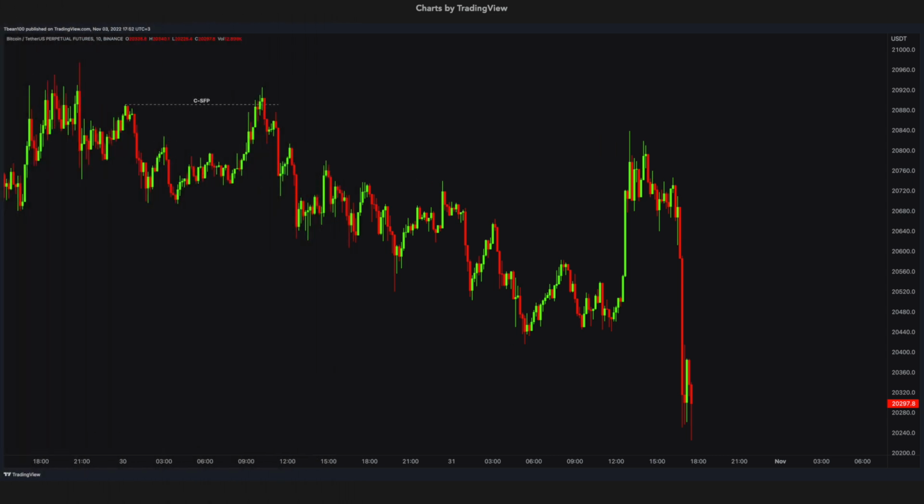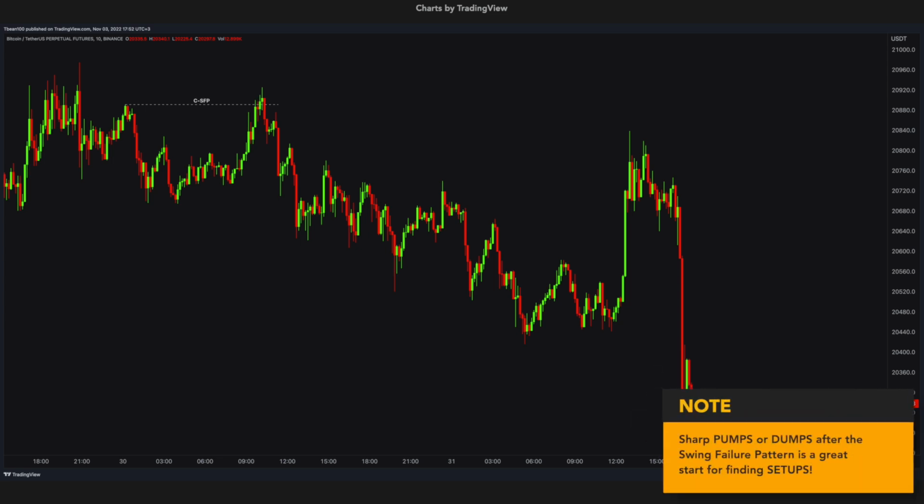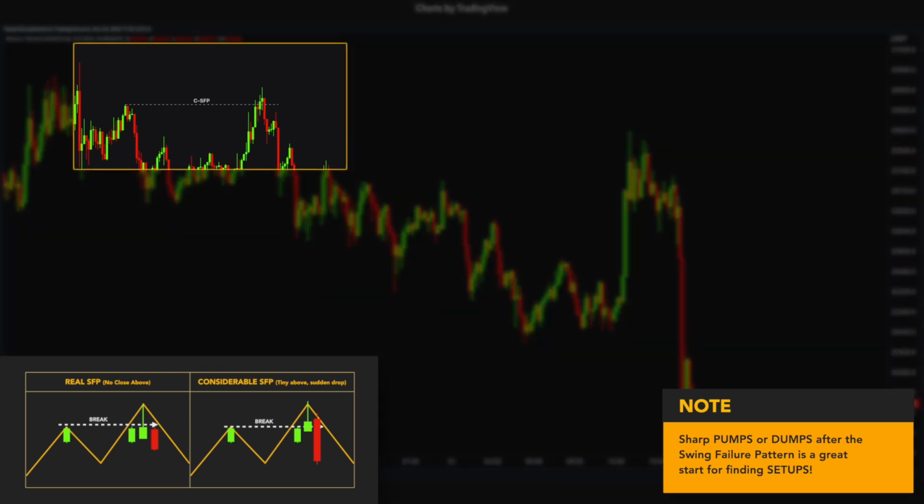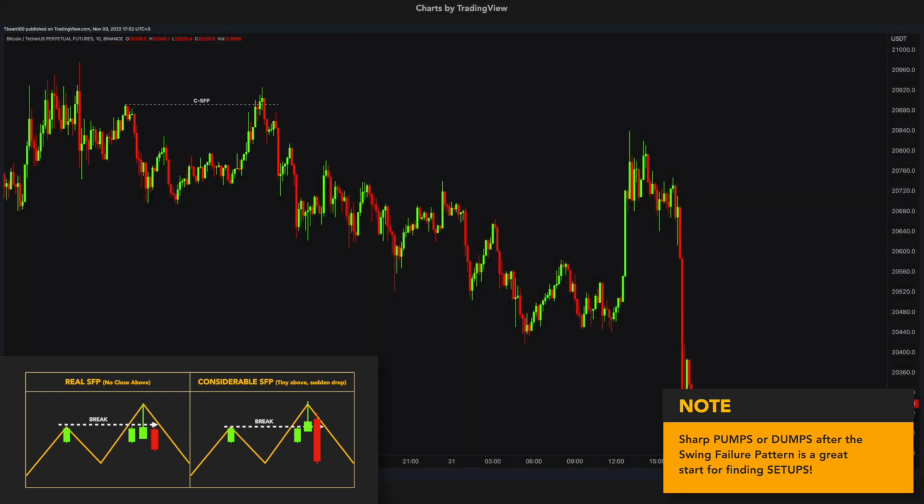In this chart, you can notice that price keeps hunting stop losses. What I mostly look for are sudden drops after swing failure patterns. You can see the considerable swing failure pattern here. The price never had any intention to go higher. A weak break and then sudden drop.